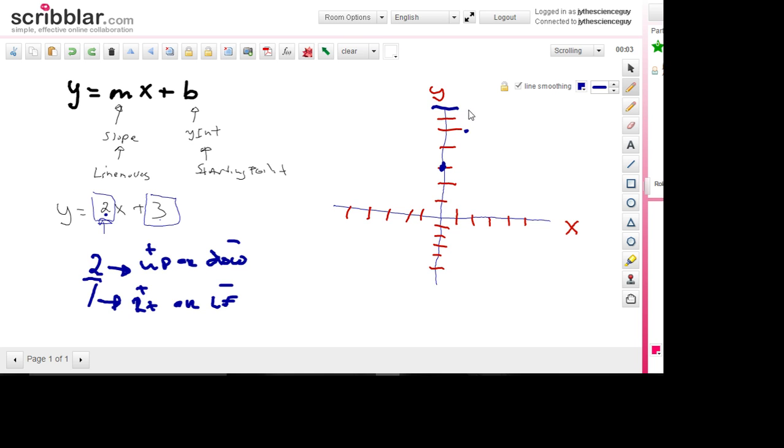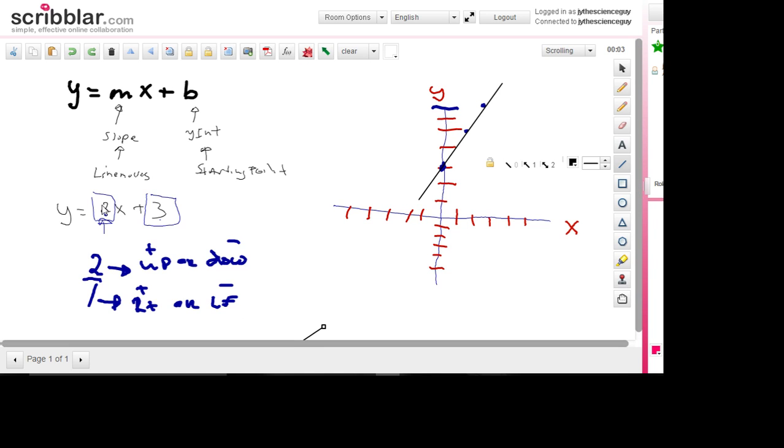So I'm going to go up 2 and over 1. And then I would go up 2 and over 1 again. Ooh, I missed. Let's try that again. So that would be my line. I missed again, but you know what I'm saying. There we go. So remember, this tells you the direction. That tells you where to start.